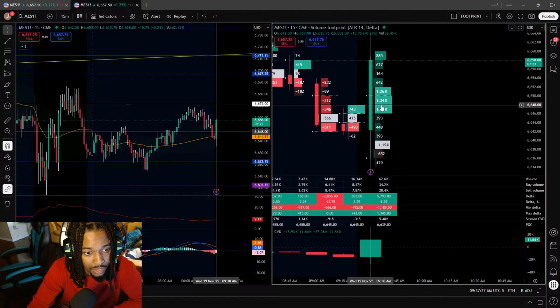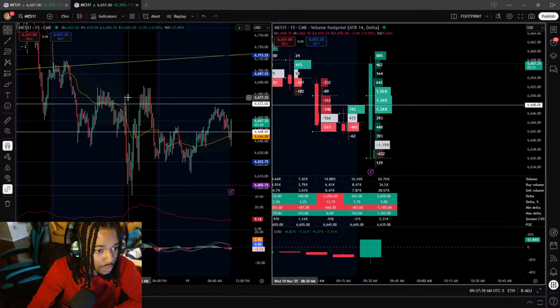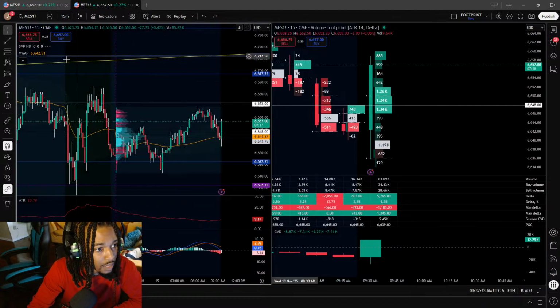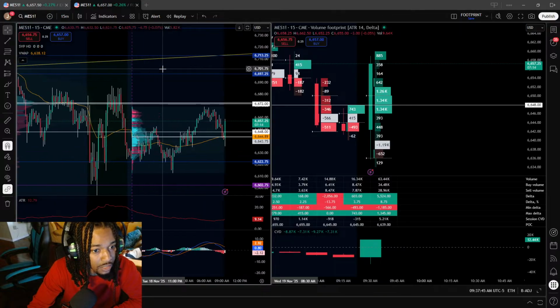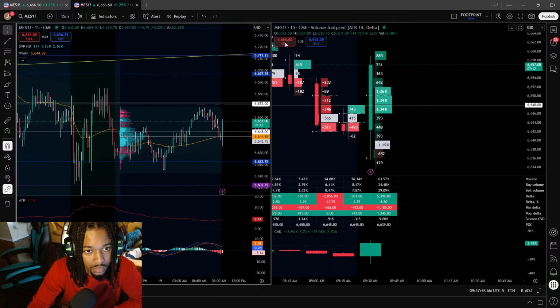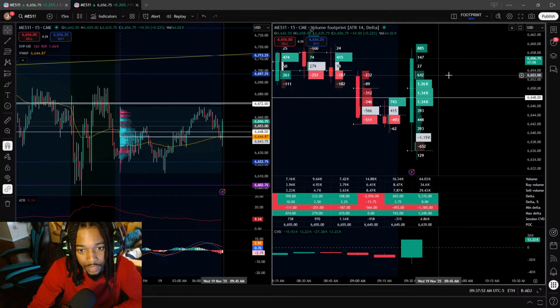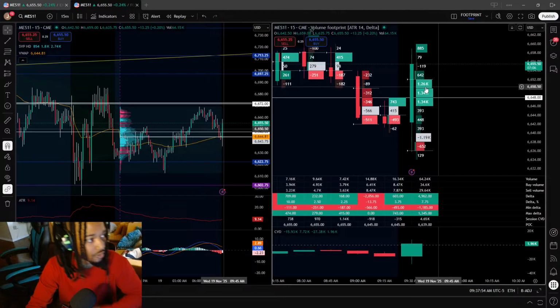Because in this level here, this entire level, it's the point of control. Is this the point? No, this is not the point of control. I lied to you guys, and I apologize for that. But yeah, this is very, very bullish, seeing the stacked aggression here.